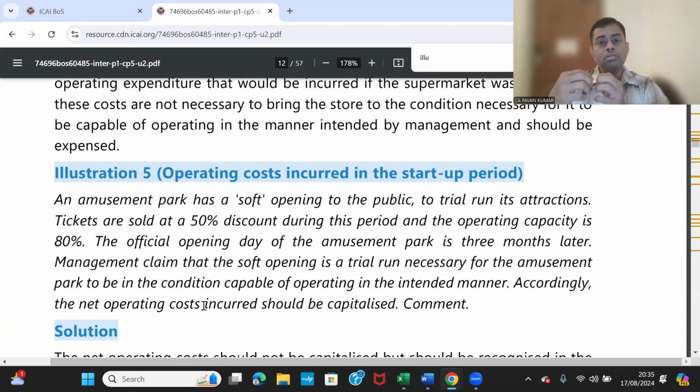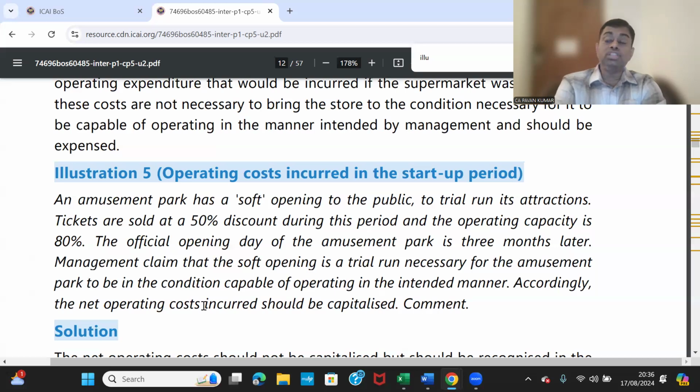So shall I wait for 3 more months and launch it, or shall I do a soft opening? So I have opened to the public and I said the price is 100 rupees, but I am selling it for 50 rupees only, as an introductory or pre-launch offer. I have not yet launched it, pre-launch, 3 months. Customers can come, everything is open. They are saying, ma'am, that particular activity is not open. Please enjoy these activities. Two, three activities are not there, 7, 8 activities are there. So you are giving 50% discount. But what is the operating capacity? 80%.